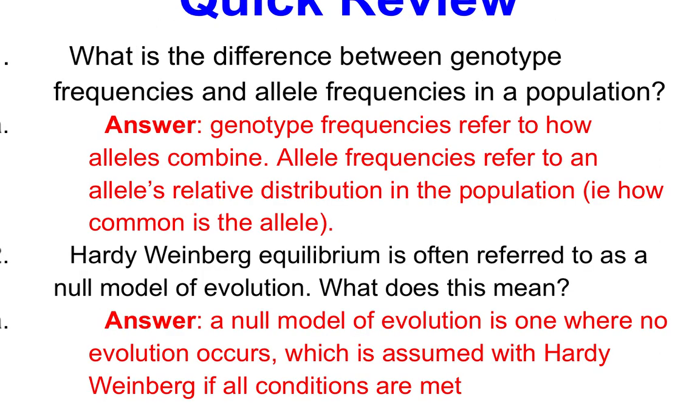So let's review some content here. What is the difference between genotype frequencies and allele frequencies in a population? Genotype frequencies refer to all the alleles combined, and allele frequency refers to the allele's relative distribution, like how common the allele is. Hardy-Weinberg is often referred to as the null model of evolution. What this means is that the null model of evolution is one where no evolution is occurring, which is what Hardy-Weinberg assumes in order for all of its conditions to be met.